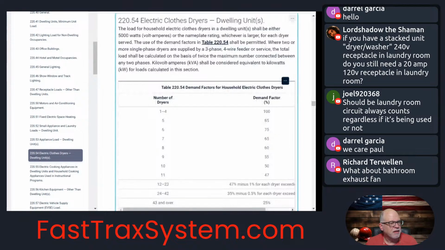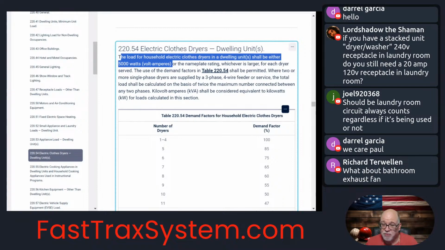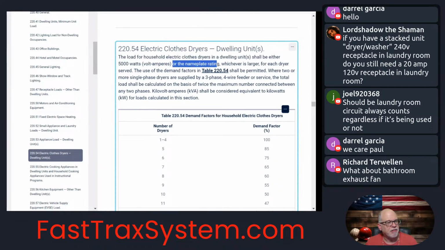Right here. All right. So what you see here, it says the load for a household electric clothes dryer in a dwelling unit shall be either 5,000 watts. And remember, watts is synonymous with VA, volt amperes, or the nameplate rating, whichever is larger, for each dryer to be served. So in a dwelling, unless you've got some mega mansion, if you have 1 to 4 dryers, they're just at 100%. So you would take the nameplate or 5,000 for each dryer, whichever is larger.